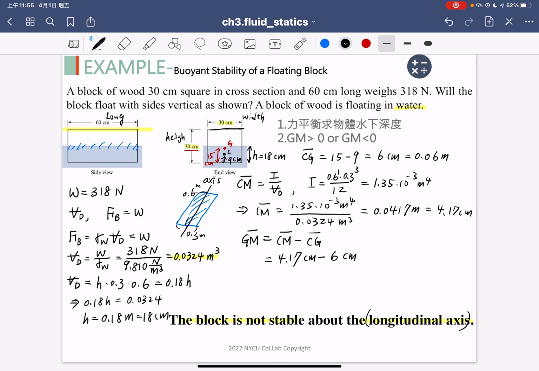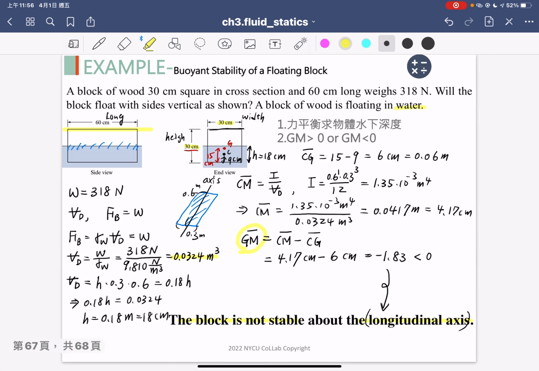So the minus 1.83 is smaller than 0. So we conclude that the block is not stable along the longitude axis. Okay? So the key knowledge is you need to determine whether GM is larger than 0 or not, and then you can predict the stability problems. Okay? So when the block is unstable, the block will rotate.